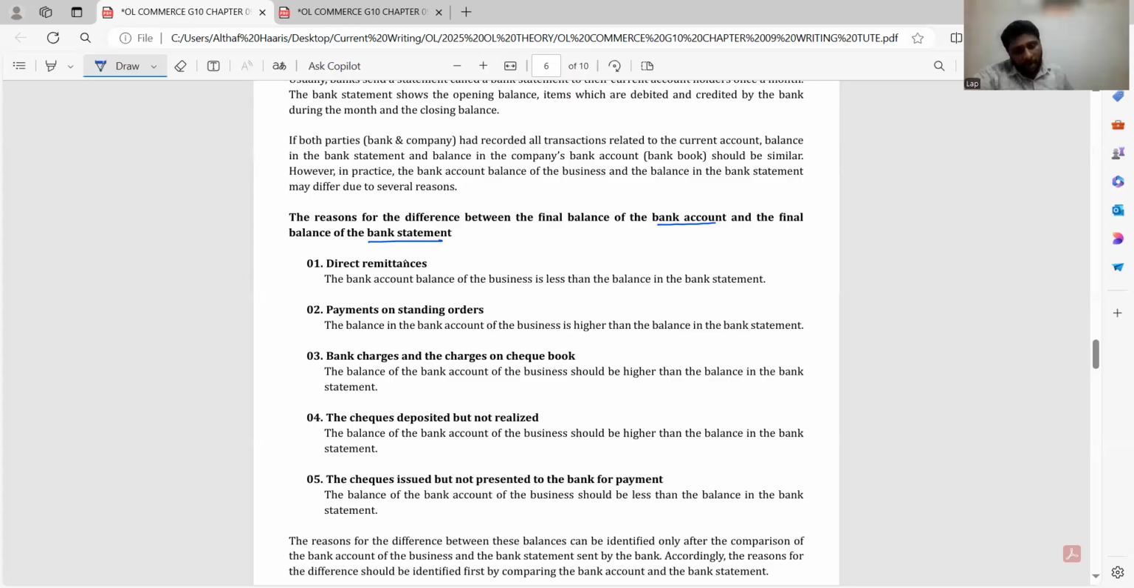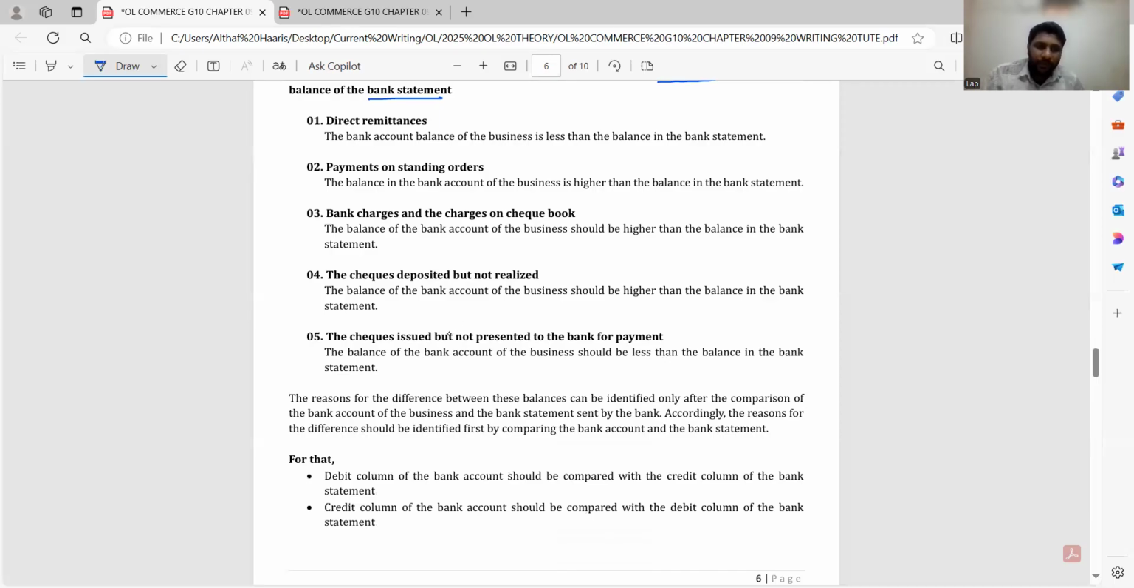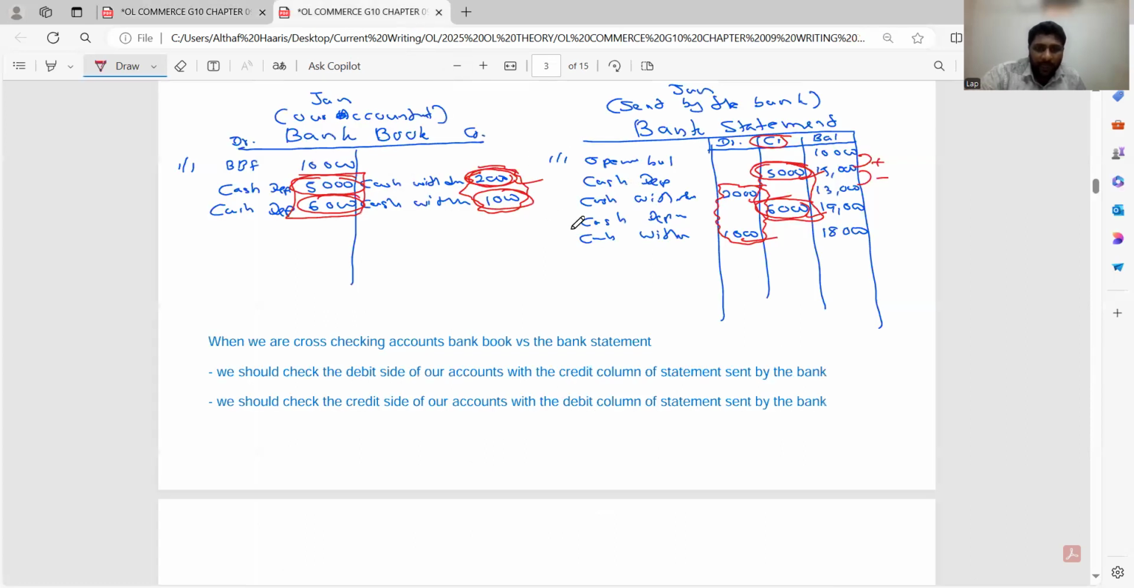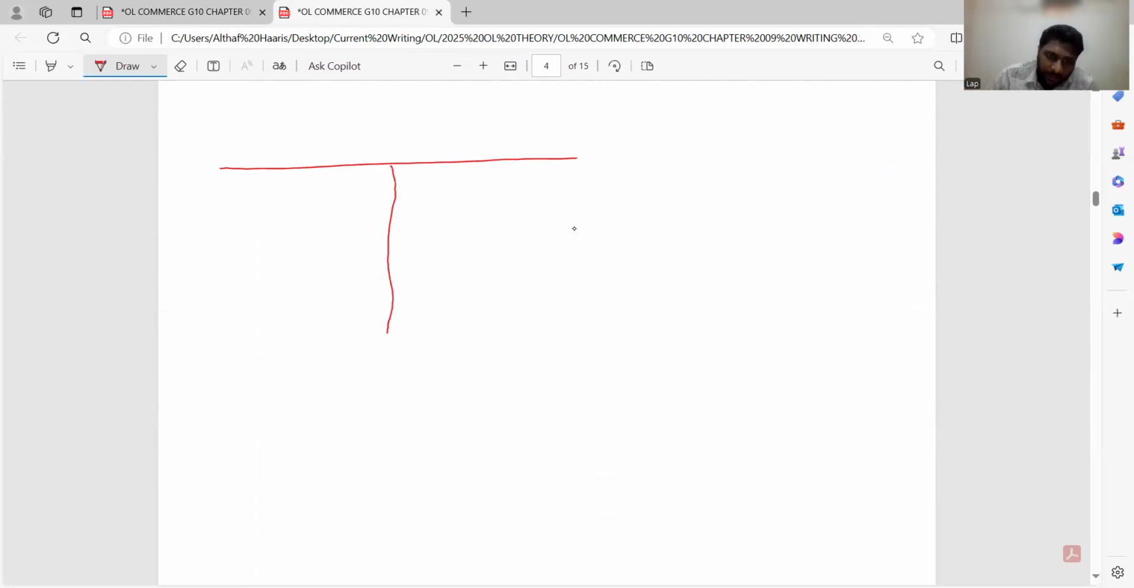And these two are very important. These two are very important. What is this? Checks deposited but not realized. So what is this, people? Listen carefully. On the top, this is my accountant's accounts. Bank book.